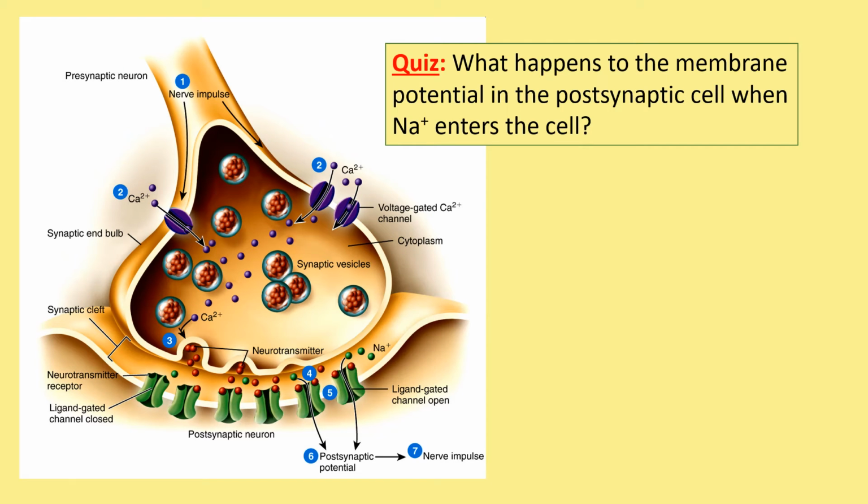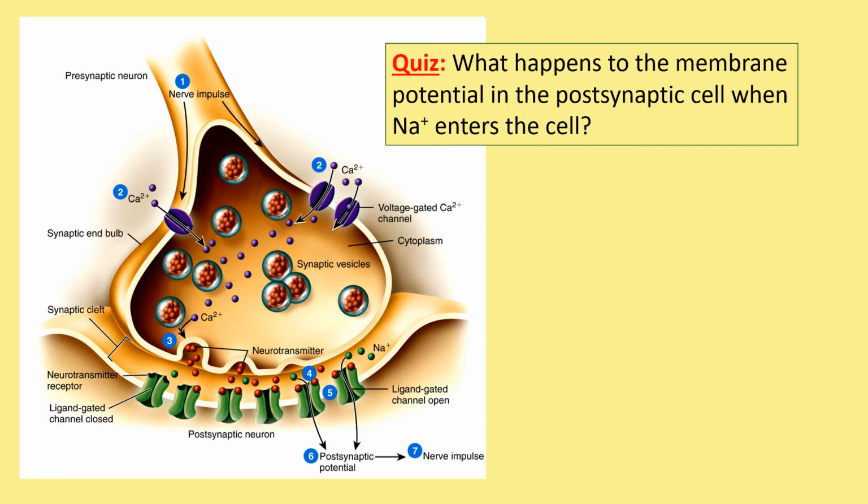So you're familiar with this image. It's a chemical synapse, and let's see if you can answer this quiz question. What happens to membrane potential in the postsynaptic cell when sodium enters the cell? Just as is shown here. Those are ligand-gated sodium ion channels. The neurotransmitter binds to them, causes them to open up, and you remember that there's more sodium outside the cell than inside the cell. So when those channels are open, sodium enters. How does that affect the membrane potential of the postsynaptic cell?